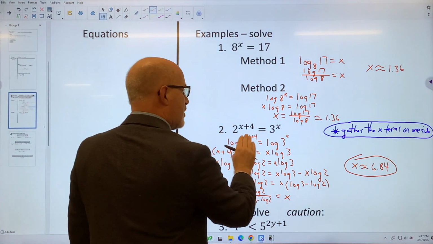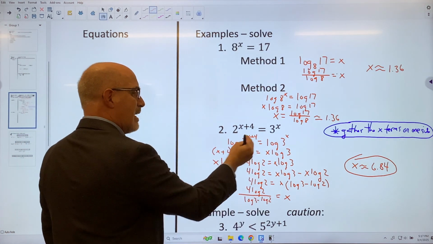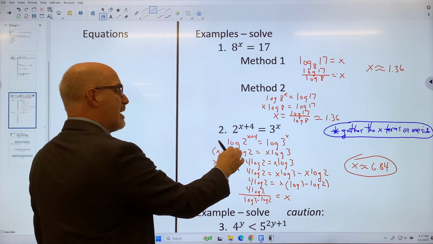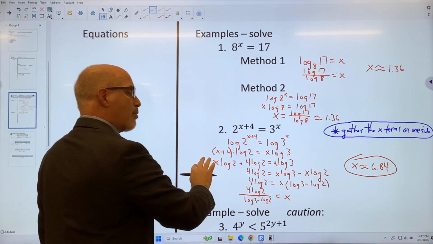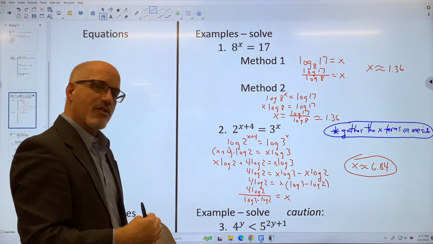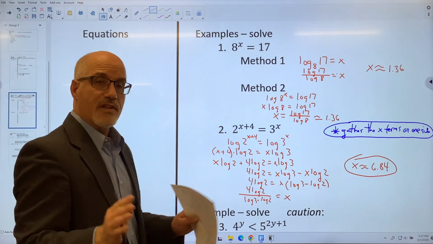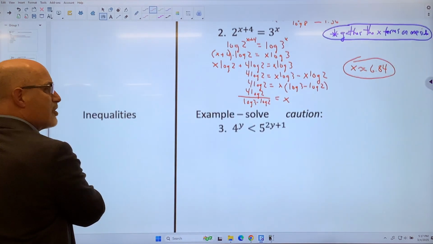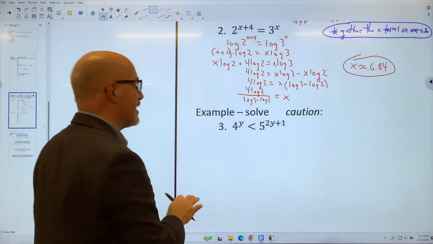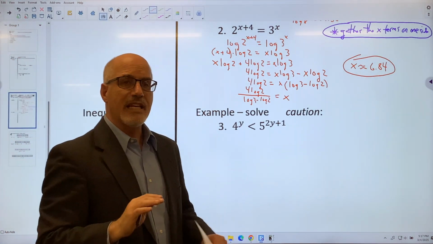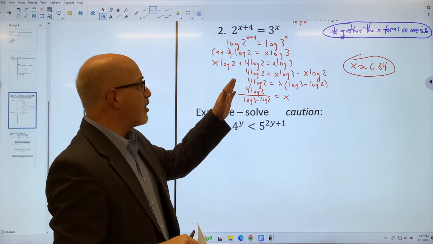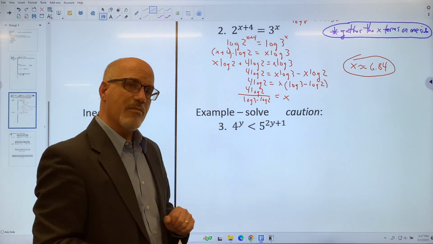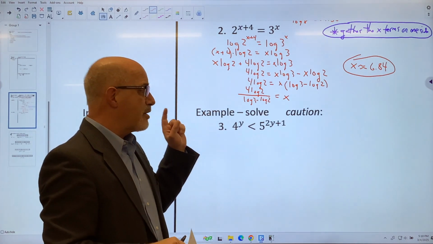You take the log of both sides, bring the exponents down, distribute through, and then bring the x terms together, factor out the x, and divide. You get your answer. Now let's finish off by doing the same idea here. Now we're going to do it with an inequality. So solving an equation, solving an equality, is very similar.